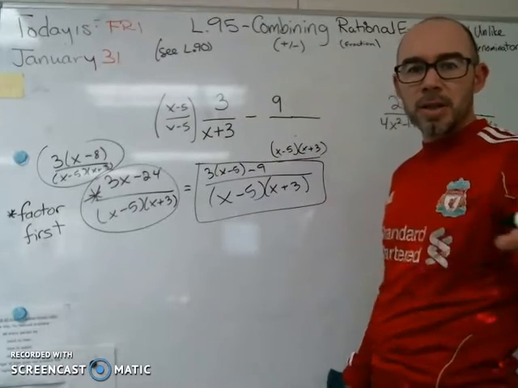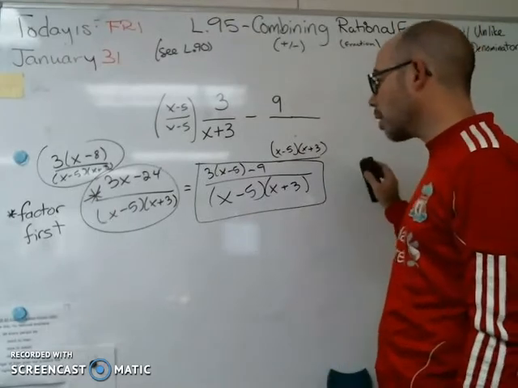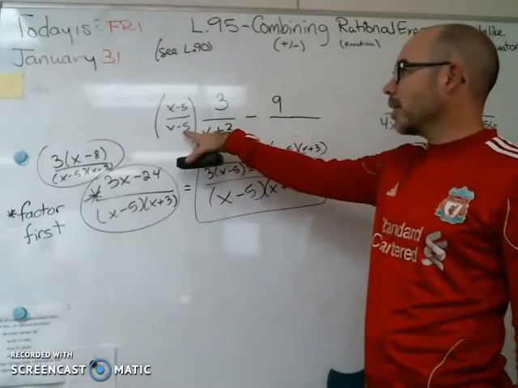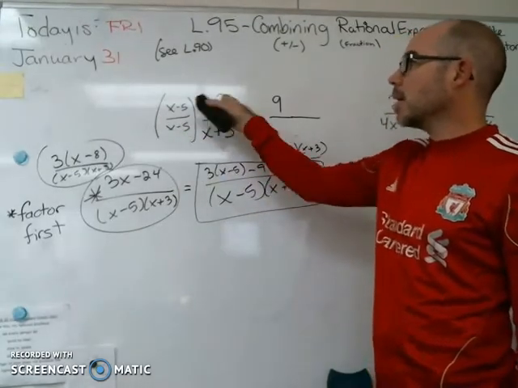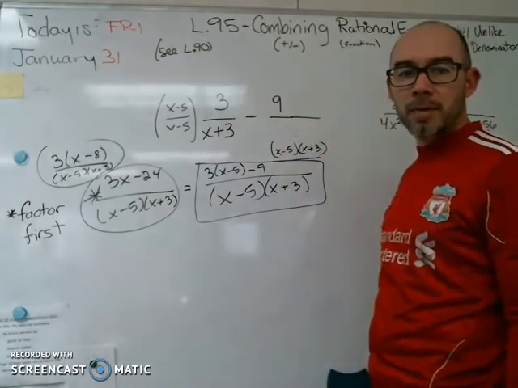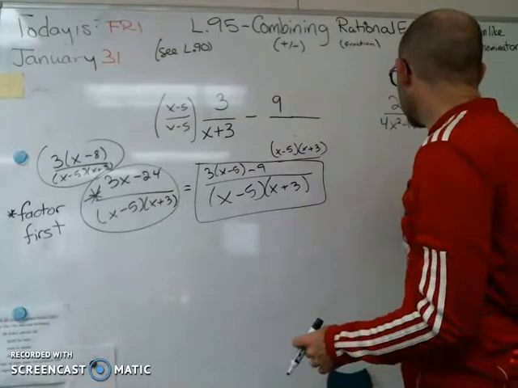So factoring first made this not a super duper hard problem. I knew exactly what was needed on this piece right here, and then it's just this distribution and combining with this negative 9 to finish it off.